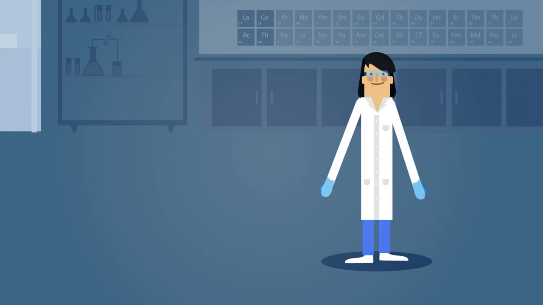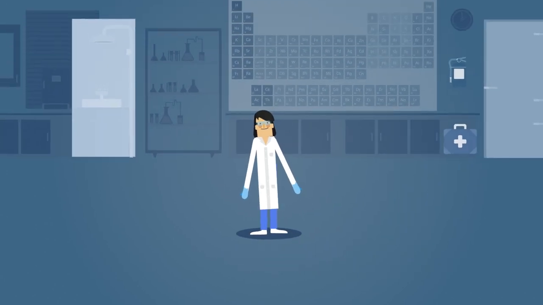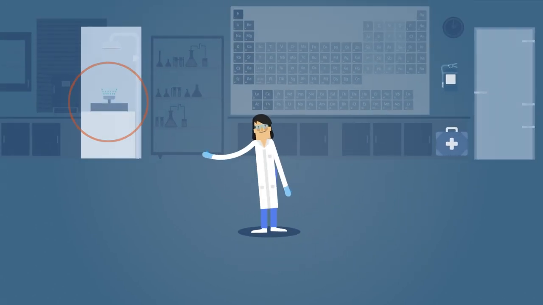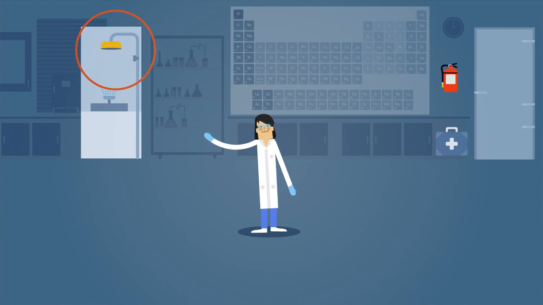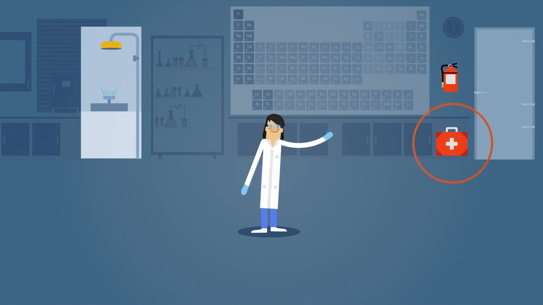Despite the best preparation and planning, sometimes accidents do happen. So it's important to be prepared for emergencies. Know the locations of all laboratory safety equipment, including eyewash, fire extinguisher, safety shower, and first aid kit. Review classroom procedures for handling common emergencies such as spills, cuts, burns, exposures, and fires.